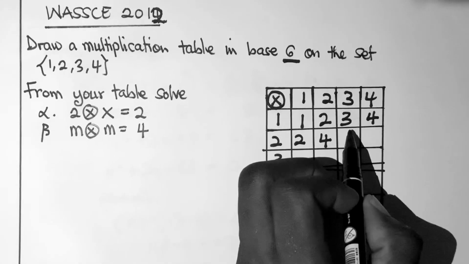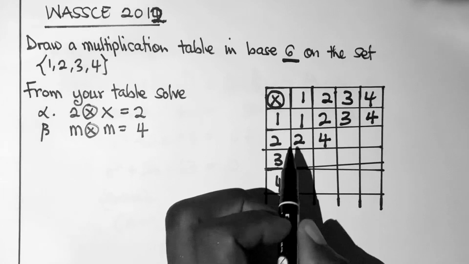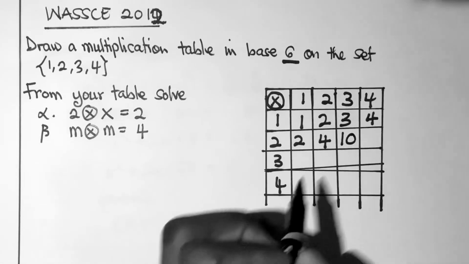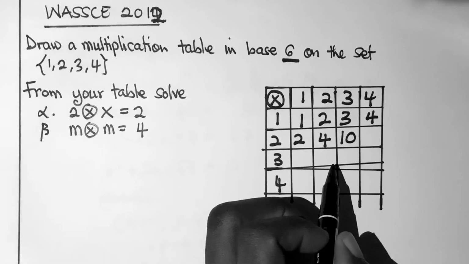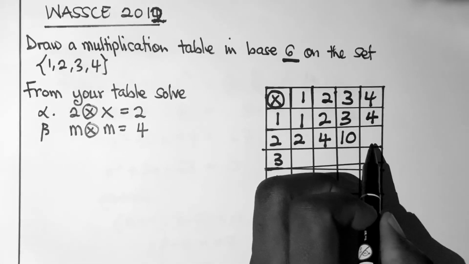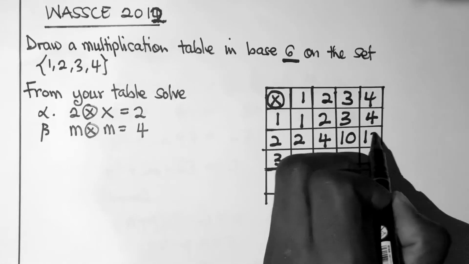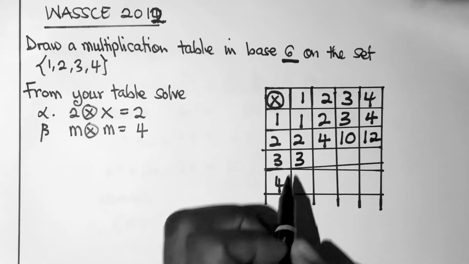2 times 3 is 6. Now, 6 divided by 6 is 1, remainder 0. Then 2 times 4 is 8. Now, you see that 8 divided by 6 is 1, then remainder 2. 3 times 1 is 3. 3 is less than 6.